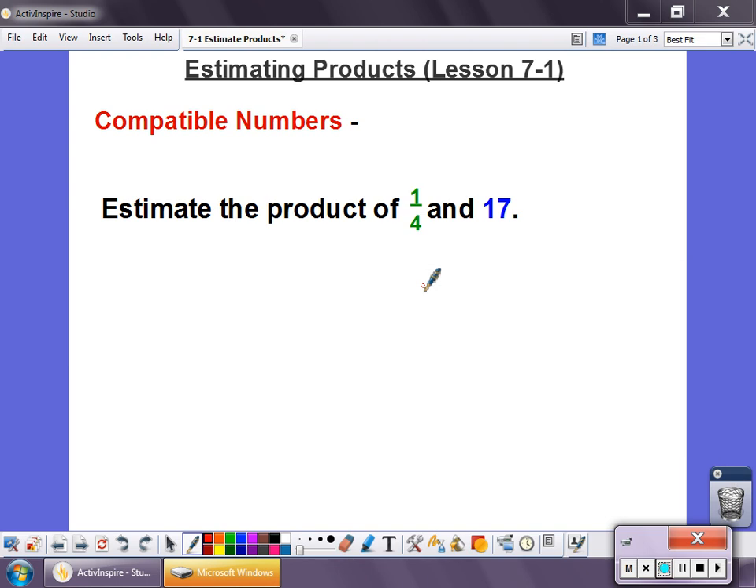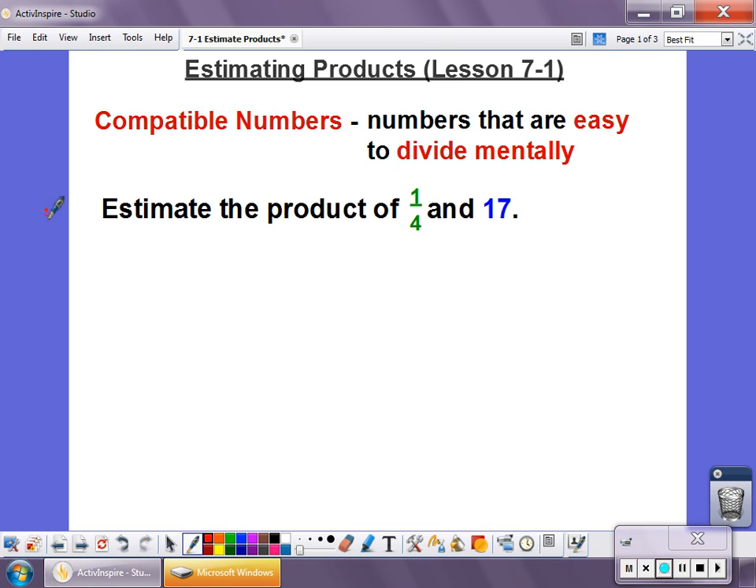Today we're going to talk about estimating products when we're multiplying fractions. And there are two ways to do this. The first way is using something we call compatible numbers. Now, compatible numbers are numbers that are easy to divide mentally. So let's say we wanted to estimate the product of 1/4 and 17.